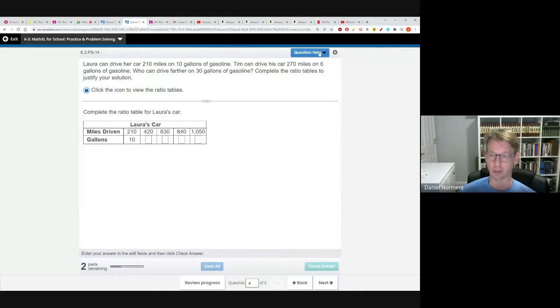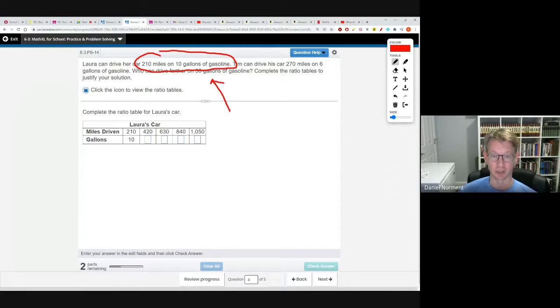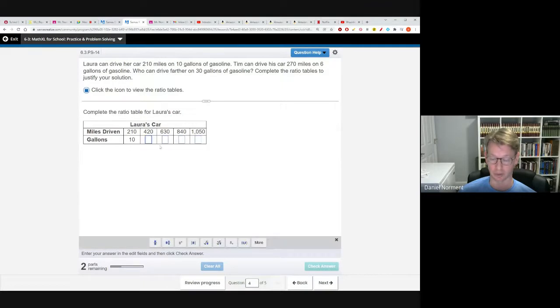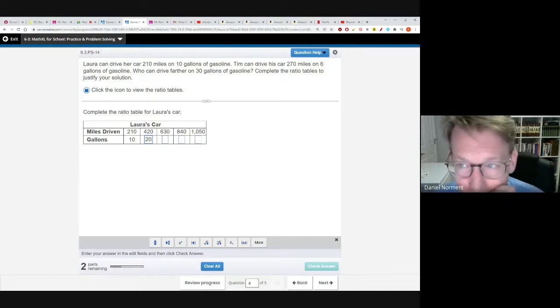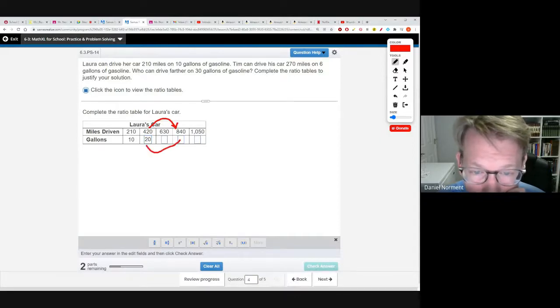So here's one. Notice how 210 miles on 10 gallons of gas, and then you have Tim's car. It's a separate thing. So right now we're just going to be looking at this data. 210 miles on 10 gallons of gas. So if you double this, you're going to get that. So double this. And then that's times, I have no idea what that's times of, so I'm going to skip that for now and just do times 2. Now, if you double this again, you're going to get that, which means if I double this, I can get the same thing.